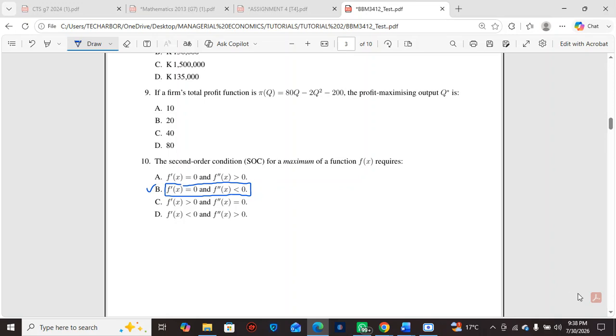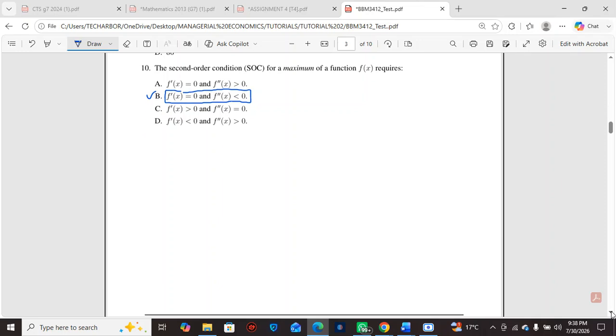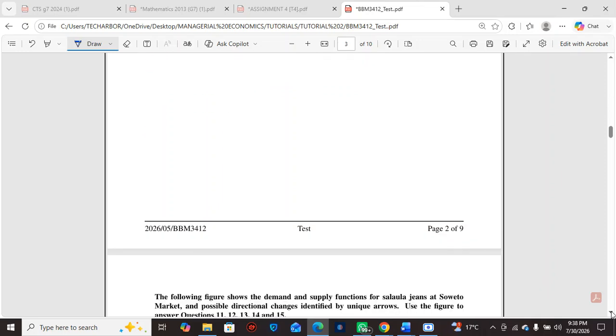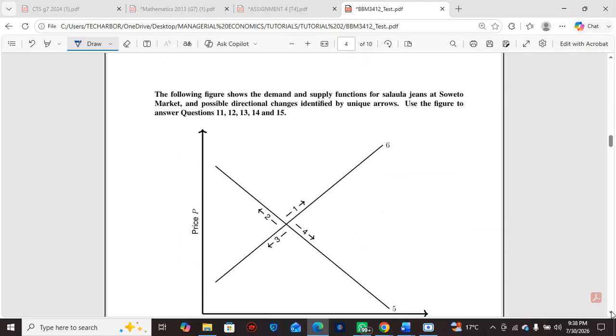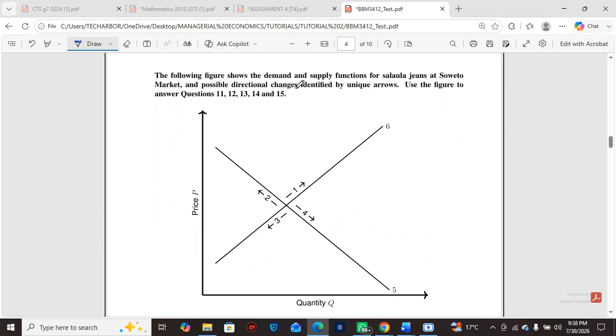Any questions before we go to number 11? Okay, the following figures show the demand and supply functions for Salawula jeans at Soweto Market and possible directional changes identified by unique arrows. Use the figure to answer questions 11, 12, 13, 14, and 15.